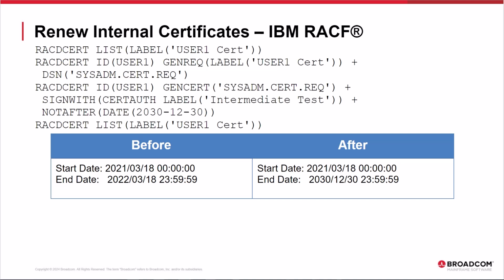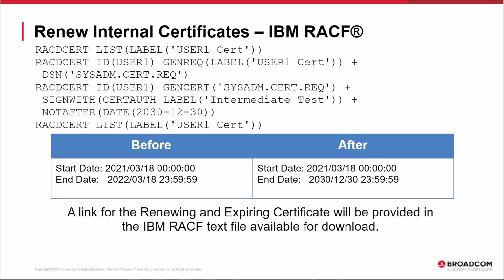The output from the RACDCERT LIST command will show you that the expiration date, labeled as end date, has changed. A link for renewing an expiring certificate will be provided in the IBM RACF text file available for download.